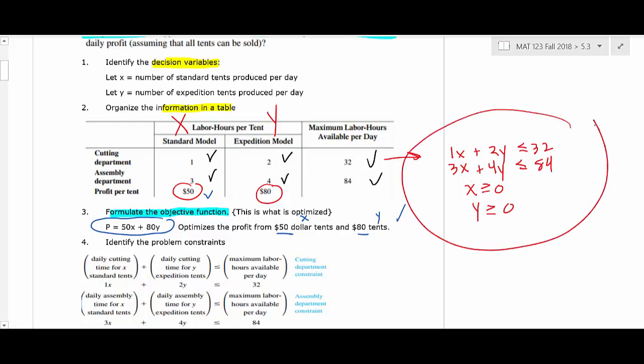What you're going to do with this problem is what I just taught you. You're going to graph that and find the corner points, but what's different is the corner points are going to be plugged into the objective function, and we're going to see which one produces the most profit.